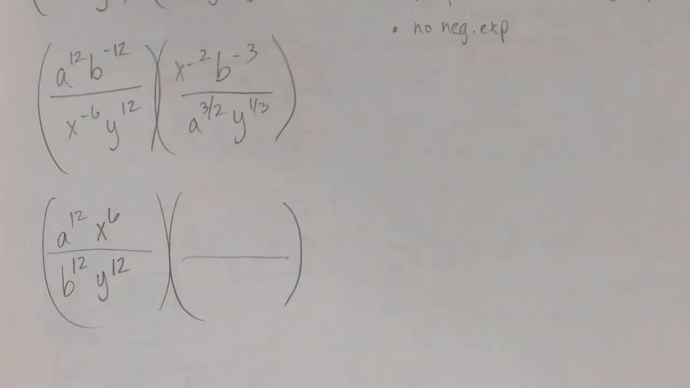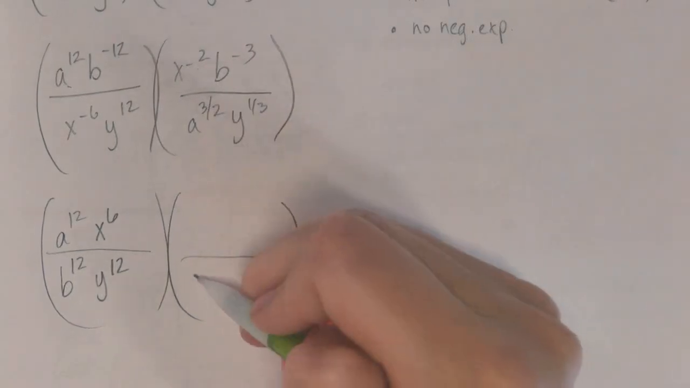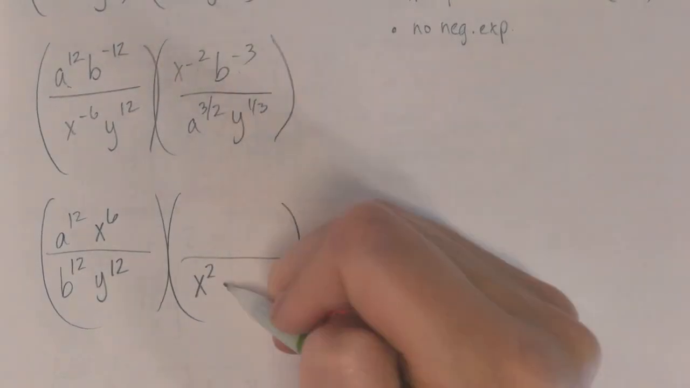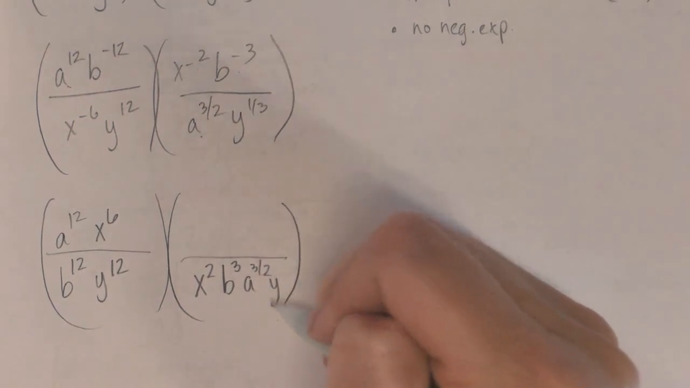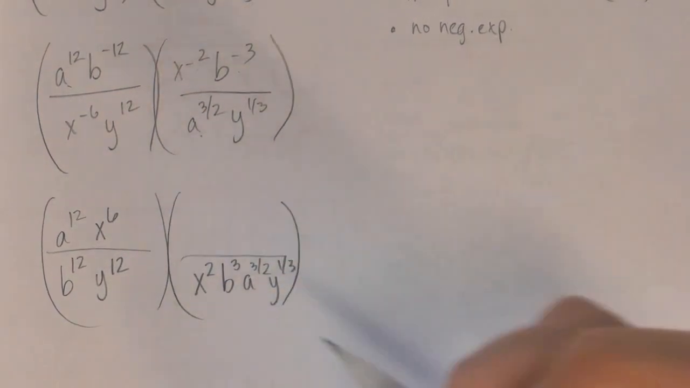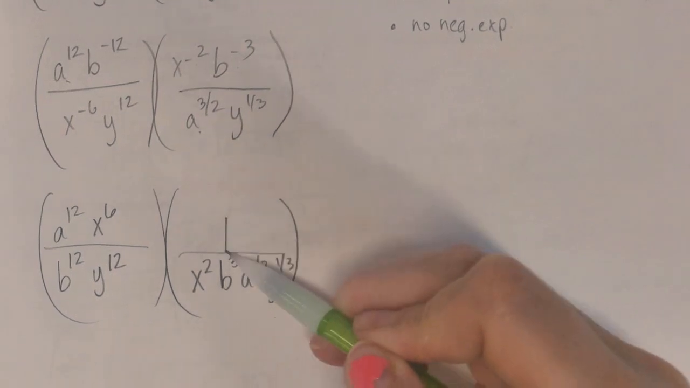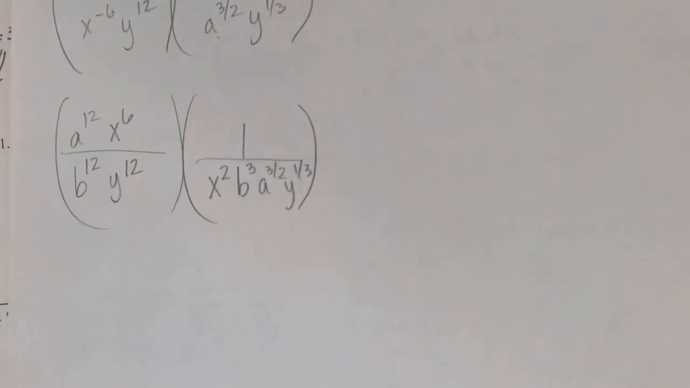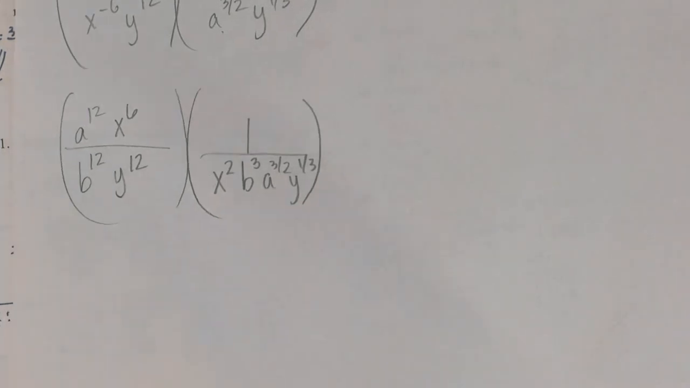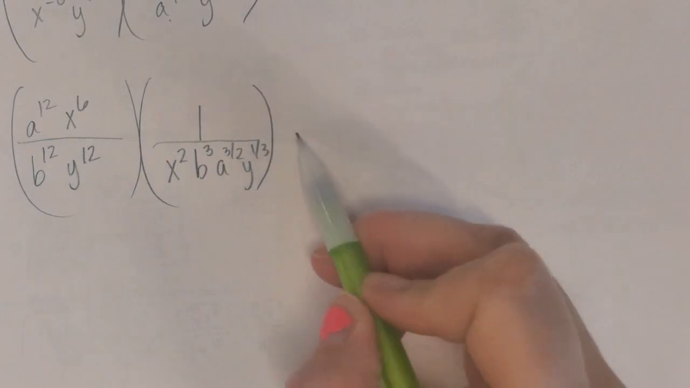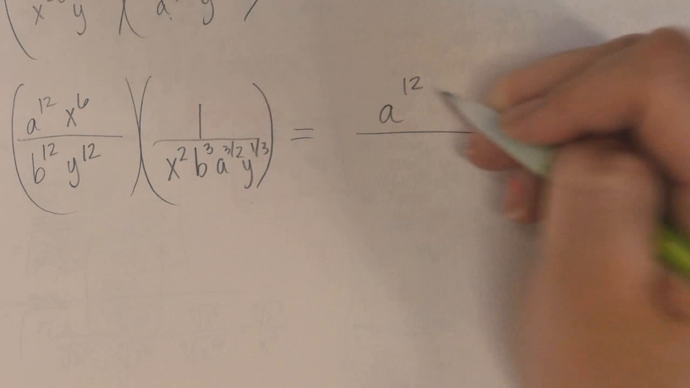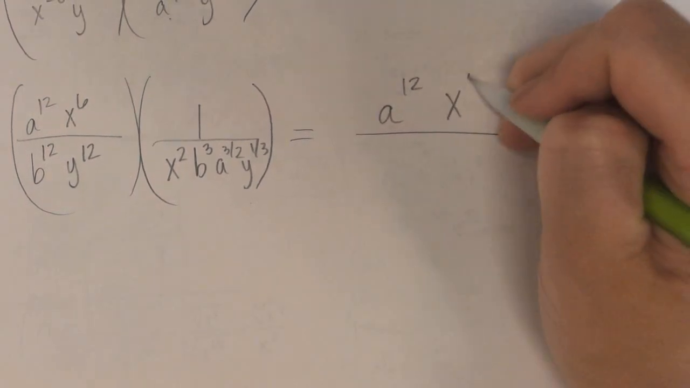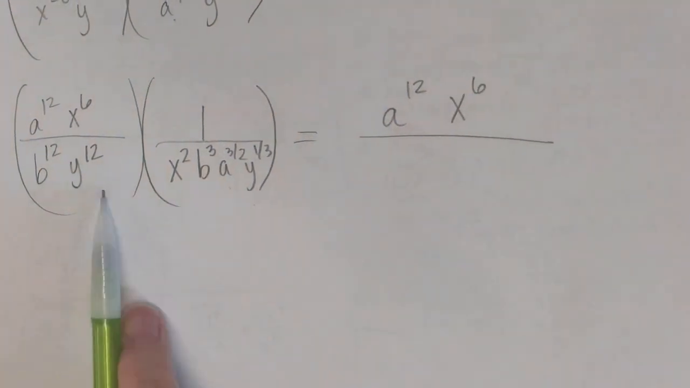And then I do the same thing with the second set. Negative, it's going. Negative, it's going. Positive, it's staying. Positive, it's staying. Oh no, what goes up here? 1. There's nothing left, you can just put a 1 there. Okay? Then from here, I'm going to multiply straight across. So this is the a to the 12th, x to the 6th.